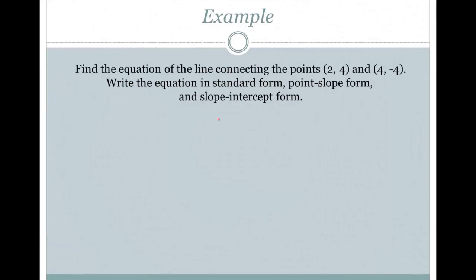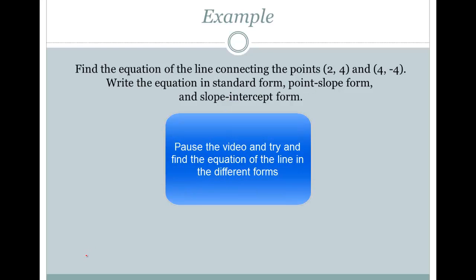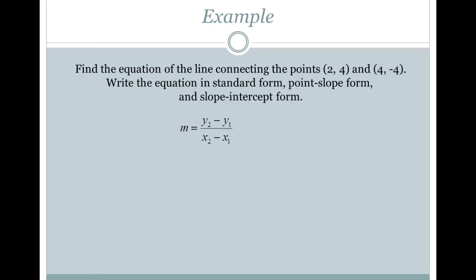Let's do this. Find the equation of a line connecting two points, (2, 4) and (4, -4). And I want to write it in the different forms: standard form, point-slope form, and slope-intercept form. Well, the first thing I want to do here is to find the slope of the line. And again, I would tell you guys, pause the video and try to do this yourself, and then check your answer with me.